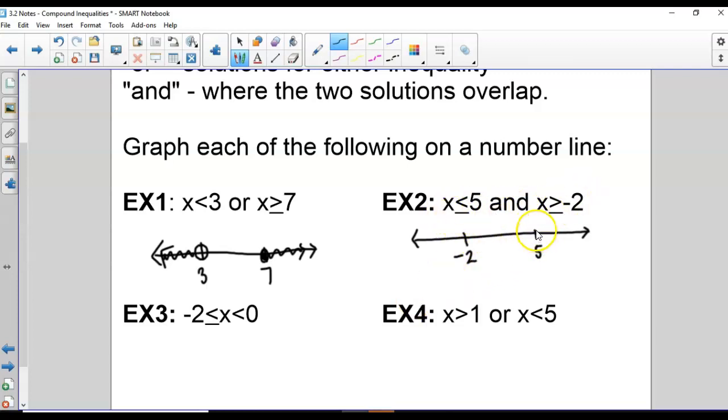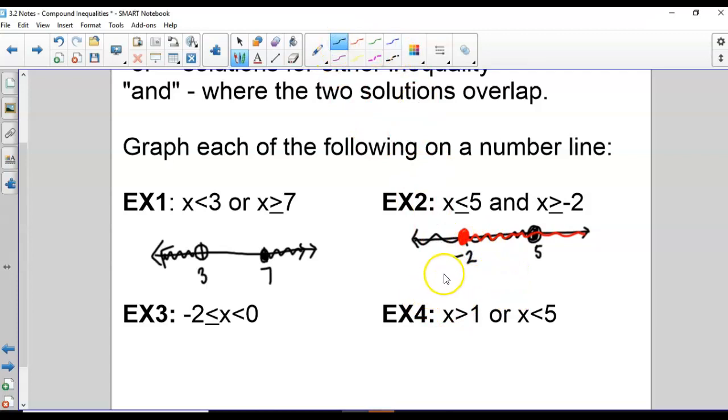So we have x is less than or equal to 5, so we're going to use a closed circle on 5 and shade to the left. Then we are going to graph x is greater than or equal to -2, so we're going to have a closed circle on -2 and we're going to shade to the right. With the "and" problem, your answer is only the parts of the graph that overlap.